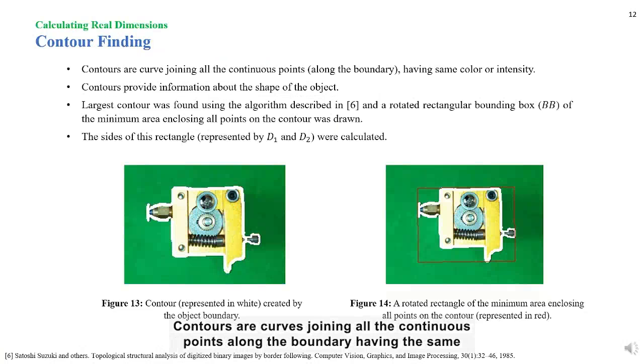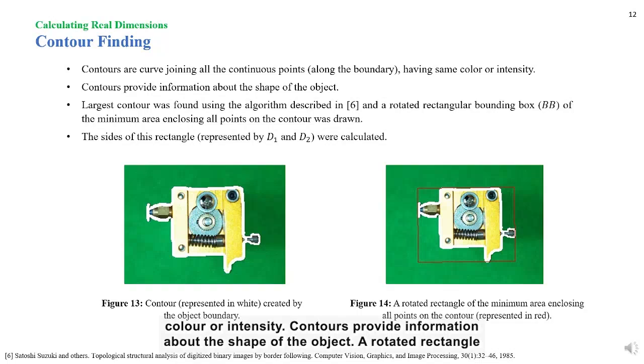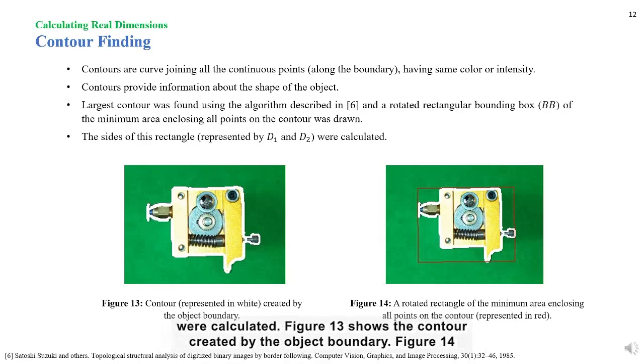Contours are curves joining all the continuous points along the boundary having the same color or intensity. Contours provide information about the shape of the object. A rotated rectangle of minimum area, including all the points on the contour, was found. The sides of this rectangle were calculated. Figure 13 shows the contour created by the object boundary. Figure 14 shows the rectangle of minimum area, including all the points on the contour.